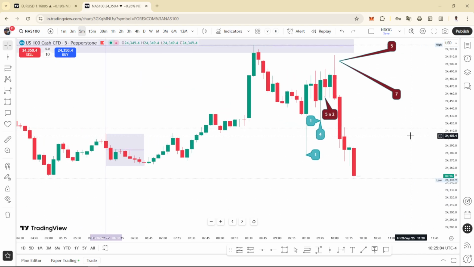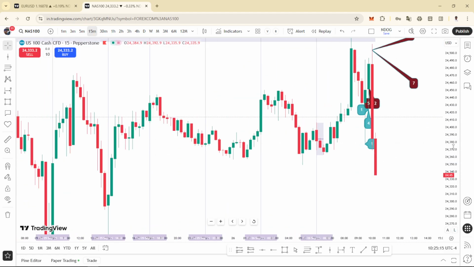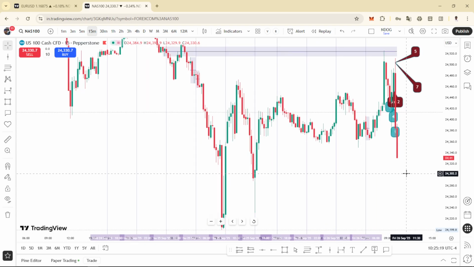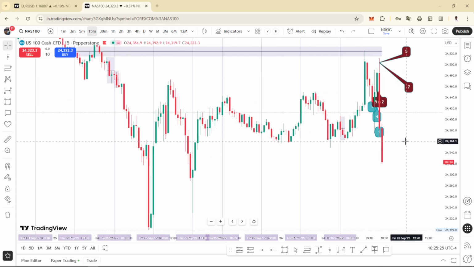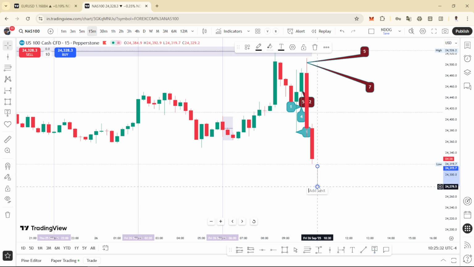So, clearly before me is the 5 minutes time frame, but I'd prefer to employ the 15 minutes to illustrate something. This is the 9 count. I'm expecting a pullback or retracement around here.